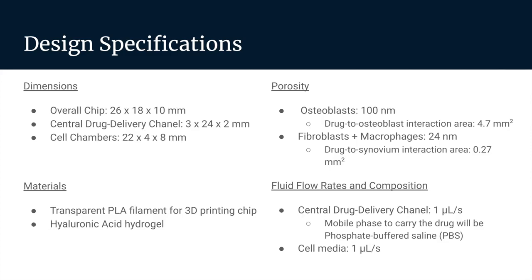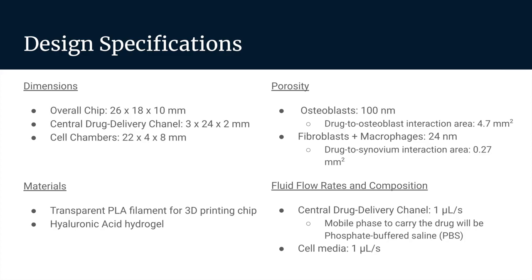Hyaluronic acid hydrogel was chosen to seed cells into because it has optimal cell adhesion and is found naturally in the body. The central channel only has pores in the osteoblast and synovial chambers to mimic the avascular nature of cartilage in vivo. In order to accurately model the amount of drug each tissue would receive in vivo from the bloodstream, research was done into the porosity within bone and synovium. We found that osteoblasts have an average pore size of 100 nanometers, and synovium has an average pore size of 24 nanometers, which are the pore sizes we use in our design.